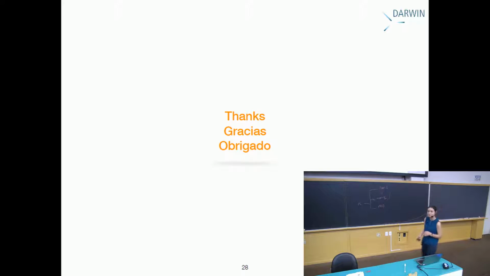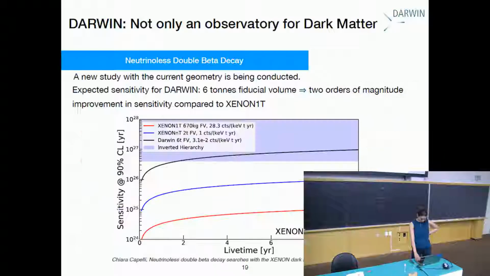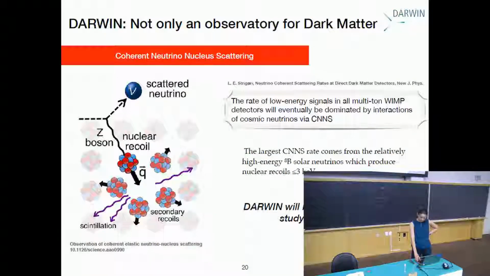So I have a question, very curious. How would you discriminate the neutrino from coherent neutrino scattering from a WIMP event of 10 GeV? You're talking about this one? Yes. How can you discriminate this from a WIMP-like event?